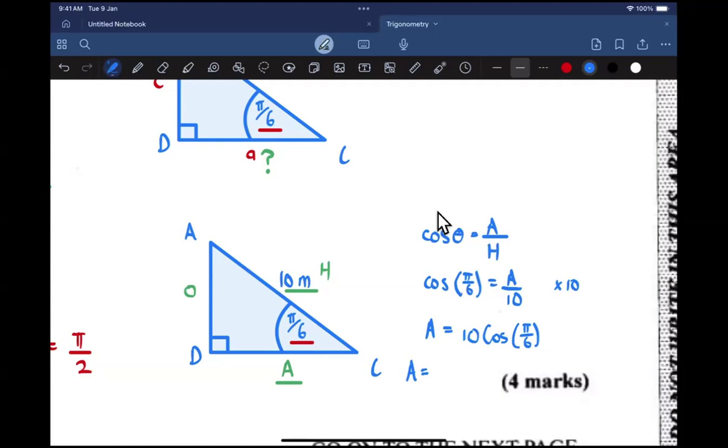10 cos pi over 6. The exact answer is 5 root 3, and we want the exact answer. So the area is, well, not the area, the length is 5 root 3. That's the length. Kiara, see if you can get it. Try pressing S to D. This symbol.